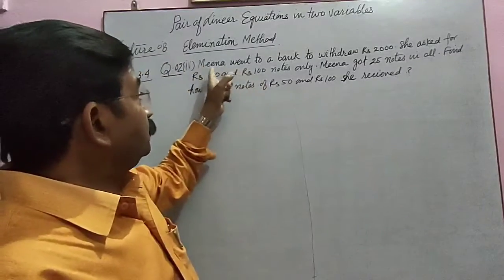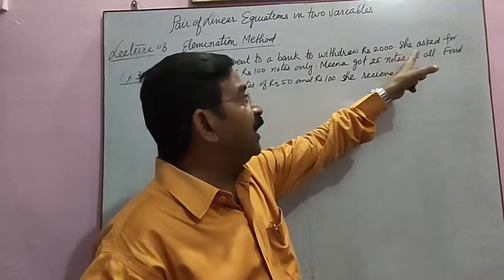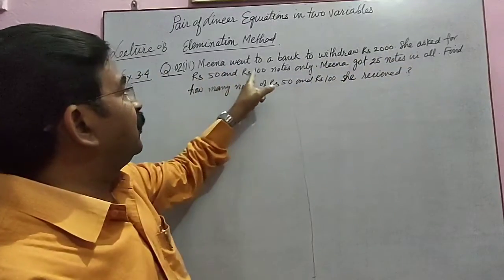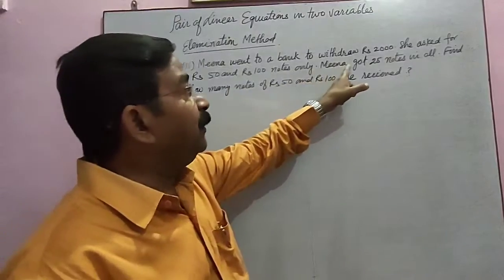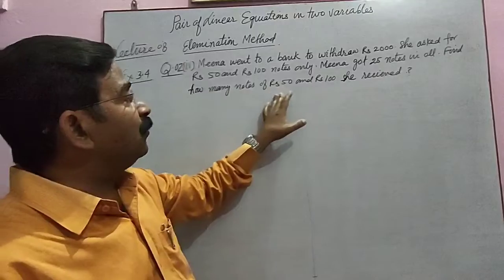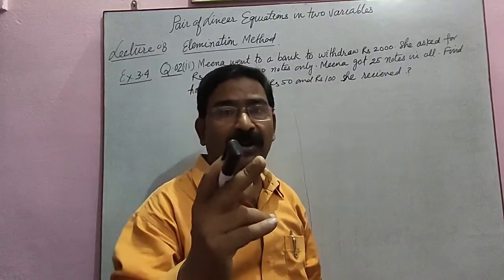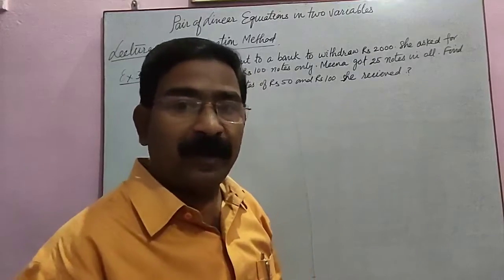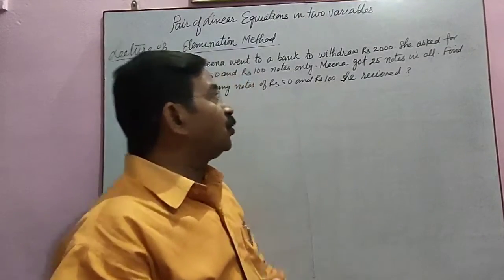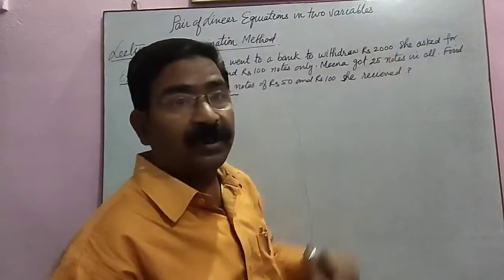See, Meena went to a bank to withdraw rupees 2000. She asked for rupees 50 and rupees 100 notes only. Meena got 25 notes in all. Find how many notes of rupees 50 and rupees 100 she received. Means two denominations, rupees 50 and rupees 100, total notes are 25, and total worth of the notes is 2000.